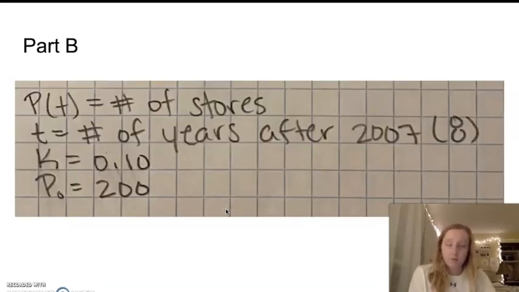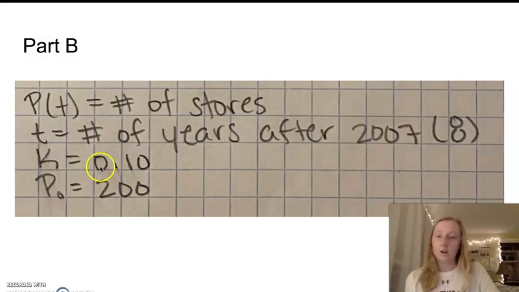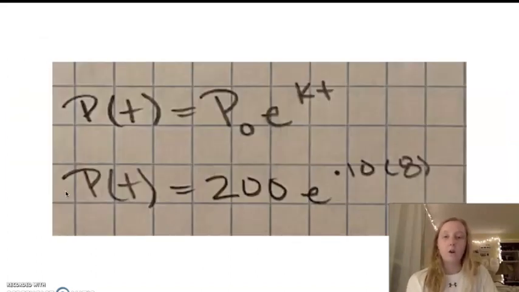Now for part B. Pretty much everything is going to be the same. The only thing that's going to change is our K. So P of t is still going to be number of stores total. T is still going to be the number of years between 1999 and 2007. Again, that's written wrong, but it's still going to be 8. Our K is going to be 0.1, because it's 10%. And our initial P is going to be 200 as well. So here we are just plugging it into the formula. Here's our formula, and here it is plugged in.